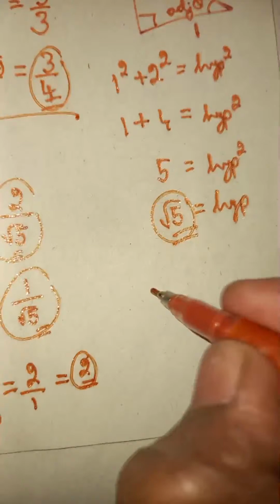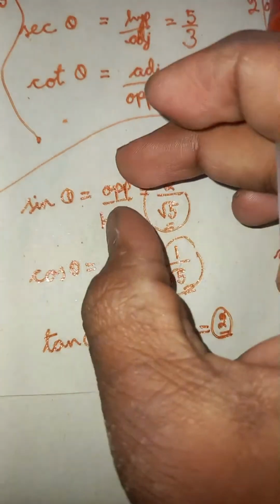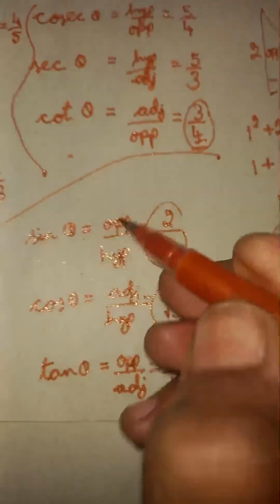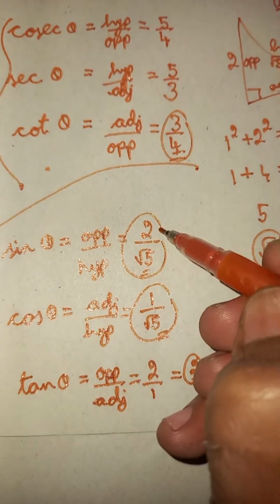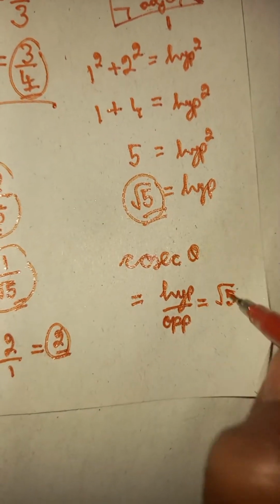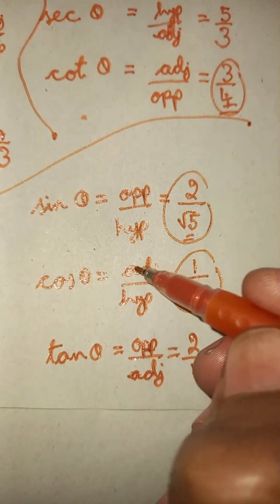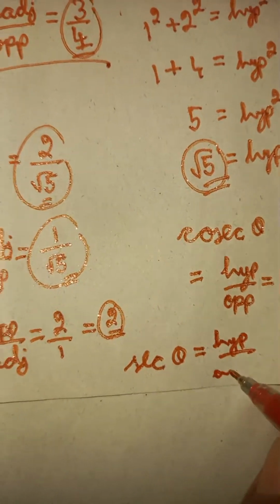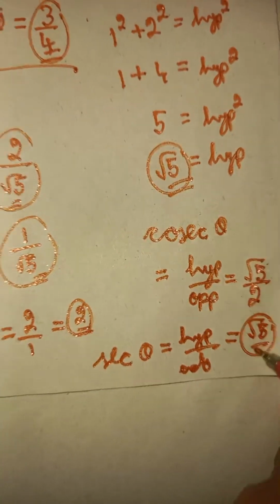Now write cosecant theta. Cosecant theta is the reciprocal of sine theta, making it upside down, so it becomes hypotenuse by opposite. Sine theta is 2 by root 5, so cosecant theta is root 5 by 2. Secant theta is the reciprocal of cos theta, hypotenuse by adjacent, which is root 5 by 1, or root 5.